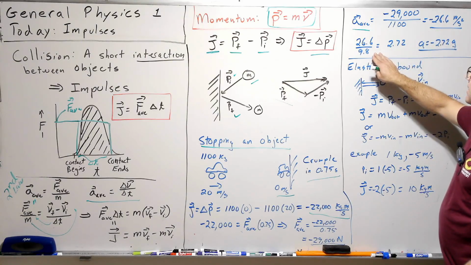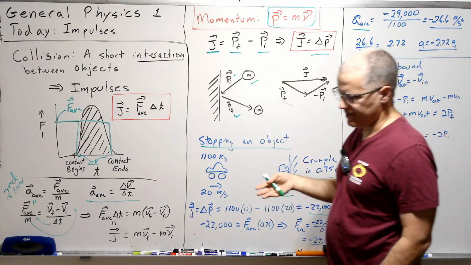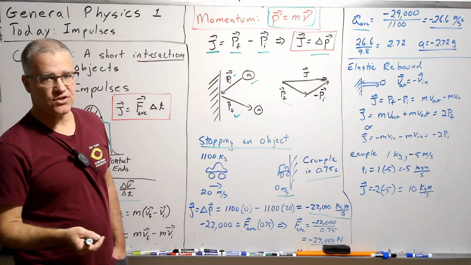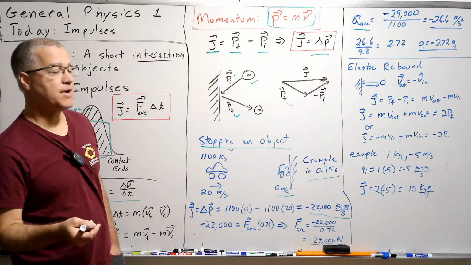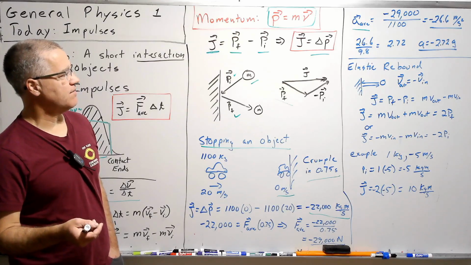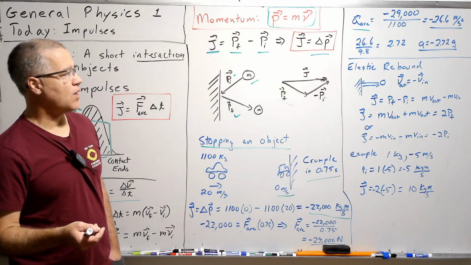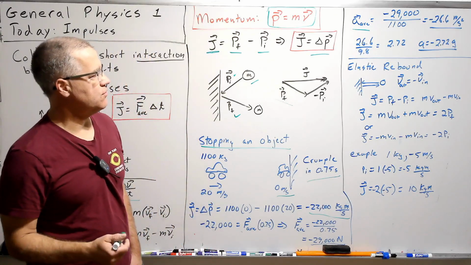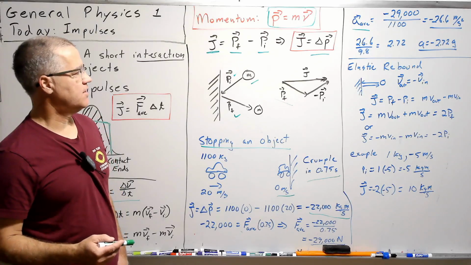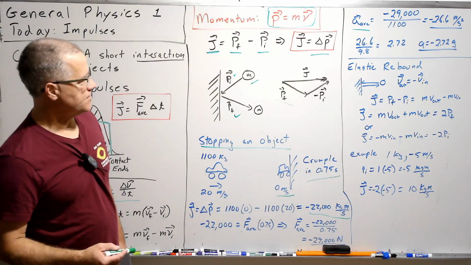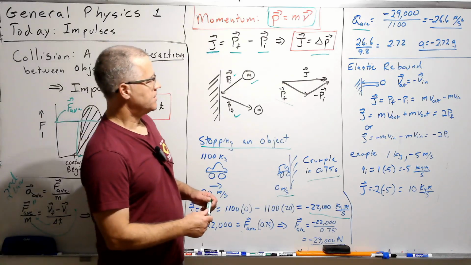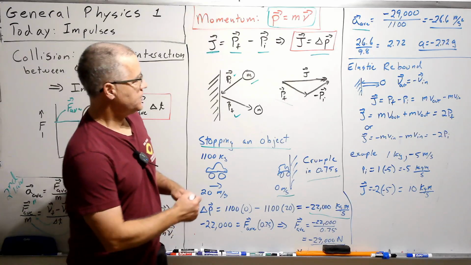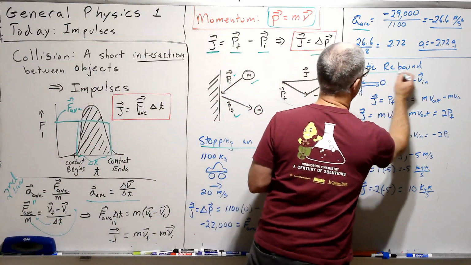Sometimes we want to put this in the context of the gravitational acceleration. So if we divide by 9.8, we get 2.72. So the driver would experience minus 2.72 g of force there, sorry, of acceleration. Okay, let's do this elastic rebound case.